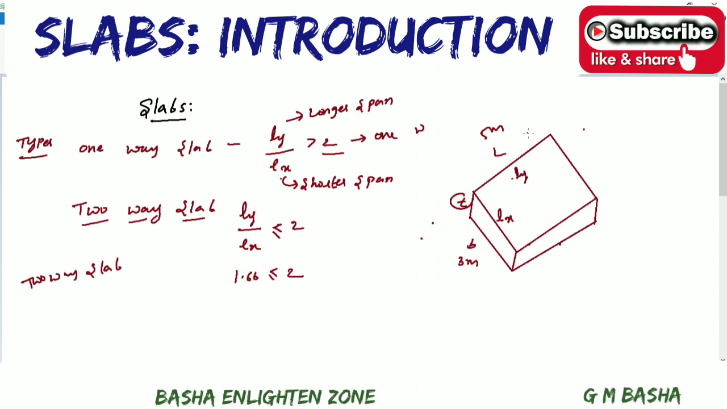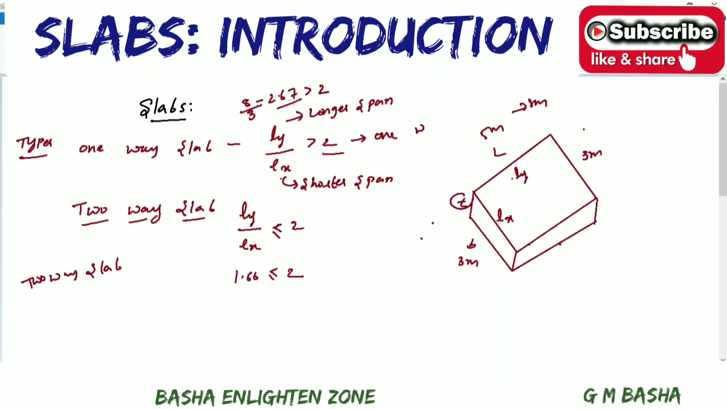Here the length is 8 meters and the breadth is 3 meters. If you take the ratio 8 by 3, you get 2.67, which is greater than 2. So this type of condition comes under the one-way slab.